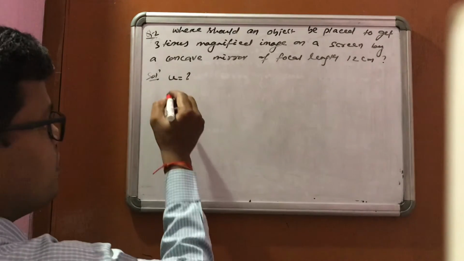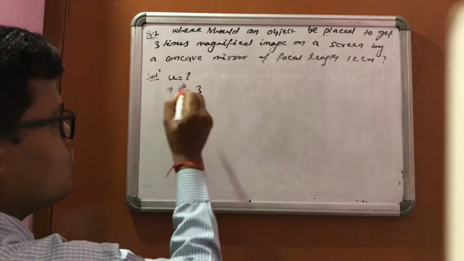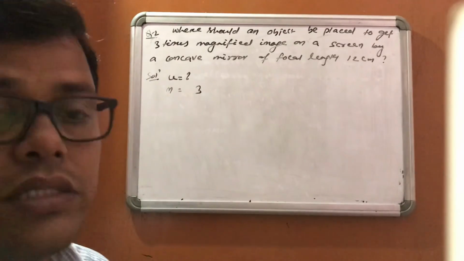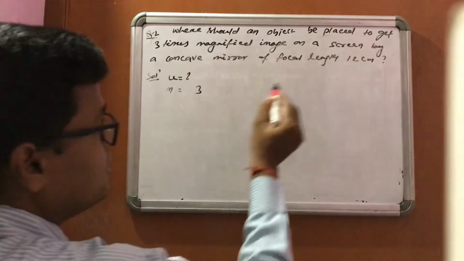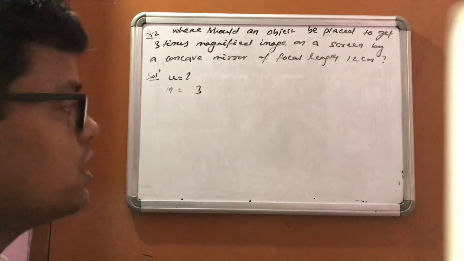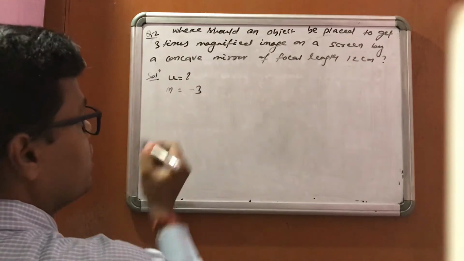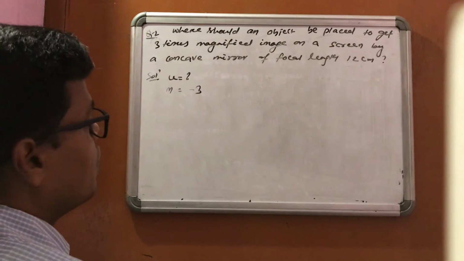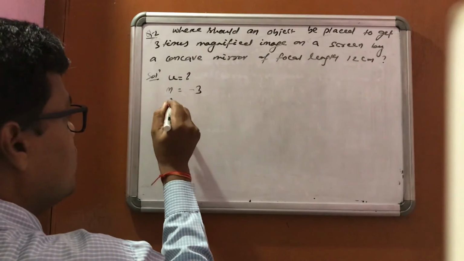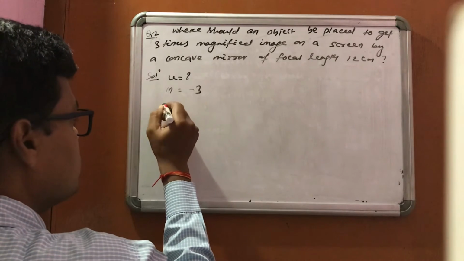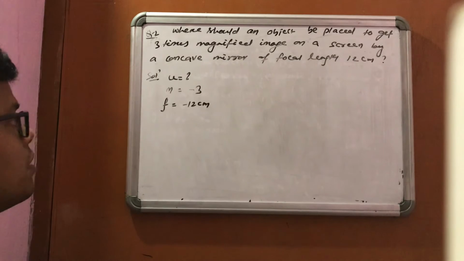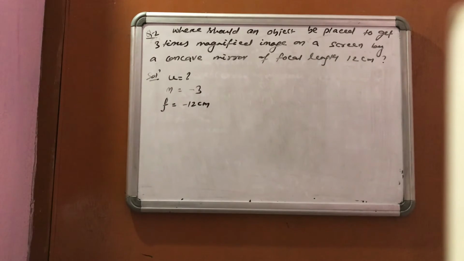To get a 3 times magnified image, magnification is equal to 3. But here, is it plus 3 or minus 3? Look at here, the image is formed on a screen. As it is formed on a screen, it is real and inverted, so it must be minus 3. For the concave mirror whose focal length is 12 centimeter, F is equal to how much? Minus 12, because in case of a concave mirror, the focal length is negative.